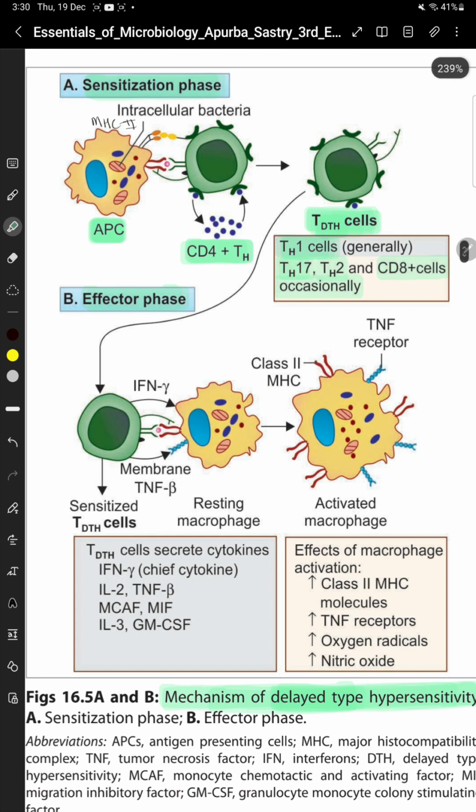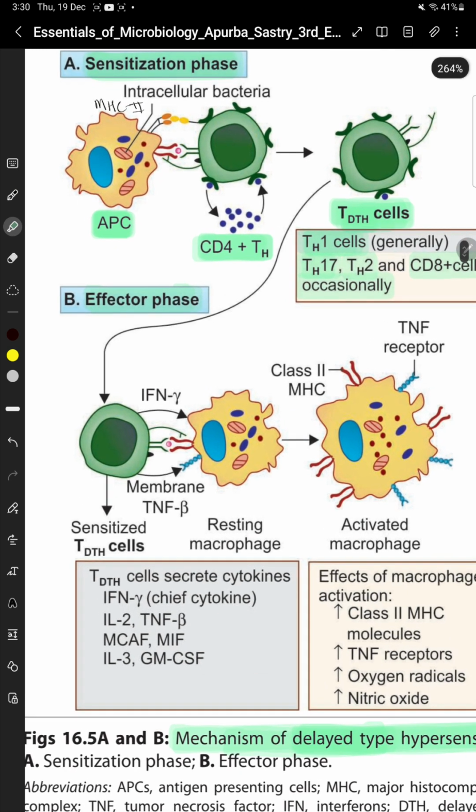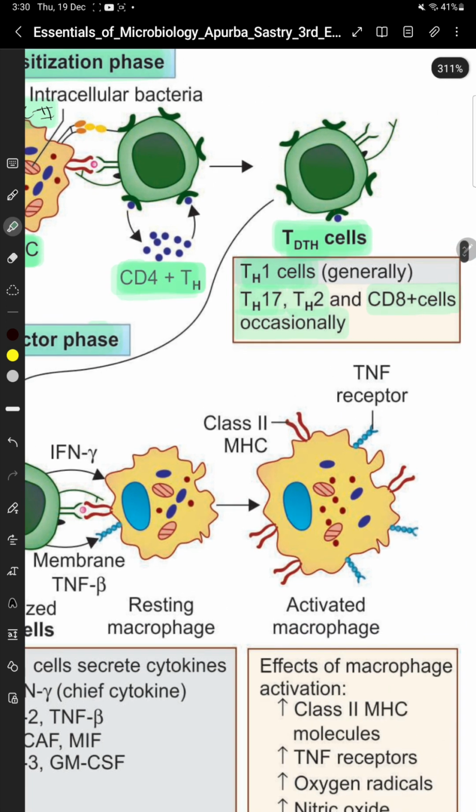So in the sensitization phase, the antigen presenting cells will process and present the antigen along with MHC2 to the T helper cells. The T helper cells will be differentiated into T DTH cells. These delayed type hypersensitivity T cells are generally TH1 cells. Occasionally they can be TH17, TH2 or CD8 plus T cells.